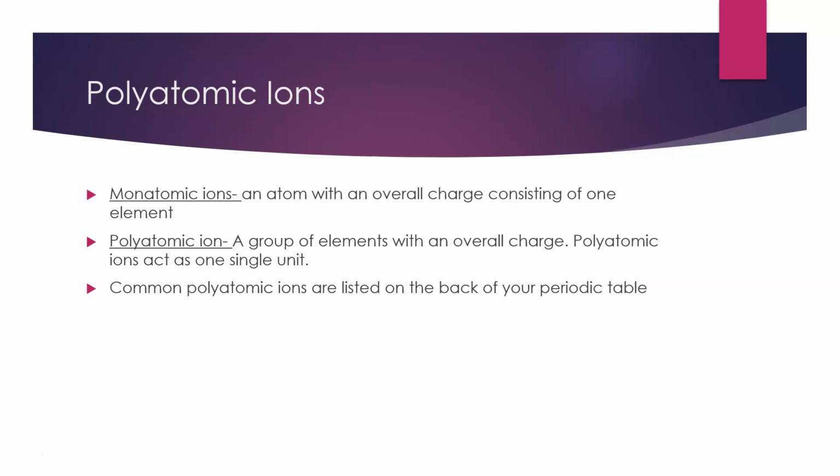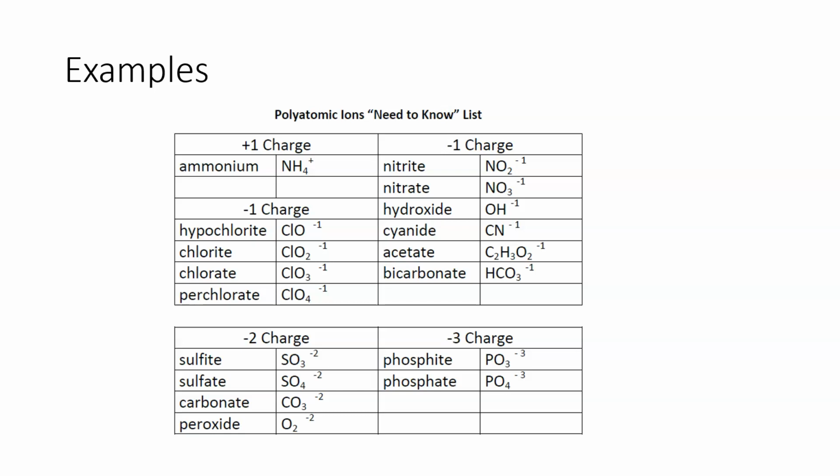You will notice on the back of your periodic table, you have a list of common polyatomic ions, and you will be given the same list on any test we take. Here are some examples of polyatomic ions that we will be frequently using. You don't need to memorize them, but you can see what I'm talking about. They have multiple elements in them, like ammonium has nitrogen and hydrogen, but it then also has a charge associated with them. Polyatomic ions can be anions or cations, although they are most commonly anions.